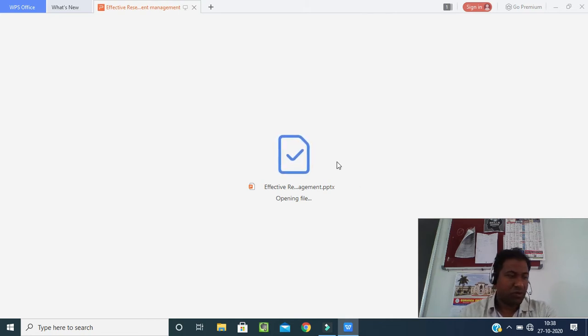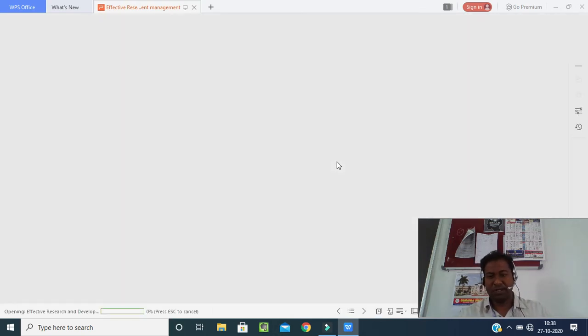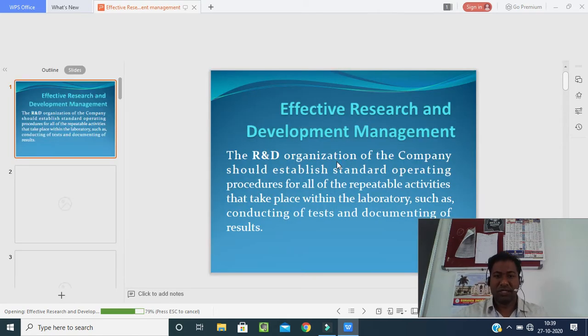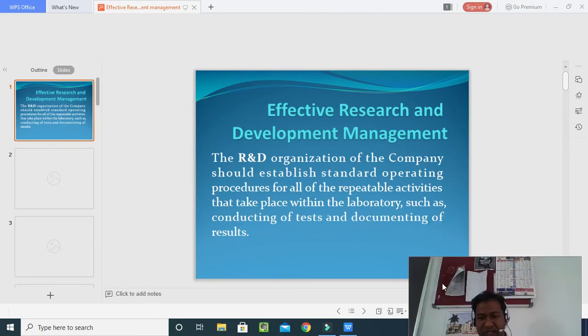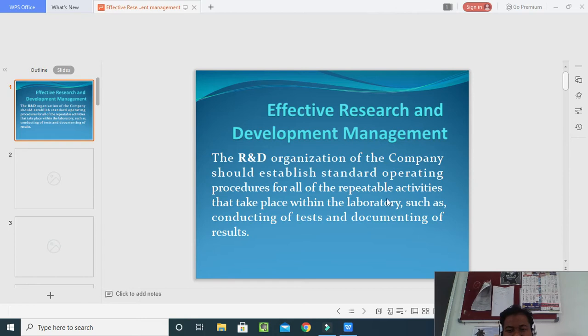So the first thing is, what do you mean by effective research and development management? You may have heard and learned about R&D, that means research and development. Introduction was there in our first unit topic, so you may have seen all those things. Now here we are going to learn one by one the effect of it. So please focus on the screen.